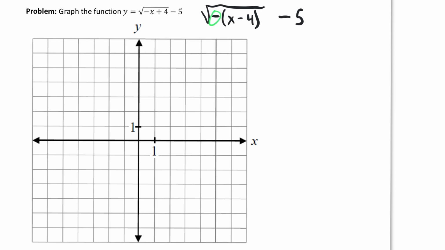In front here, we have a horizontal reflection. Inside here, we have a horizontal translation. And at the very end, of course, we have our vertical translation. And so each one of those transformations will be applied to our basic graph, and we'll have our new graph. Now I encourage you to pause the video and go ahead and try to do these 3 transformations yourself and see what you come up with for your graph.